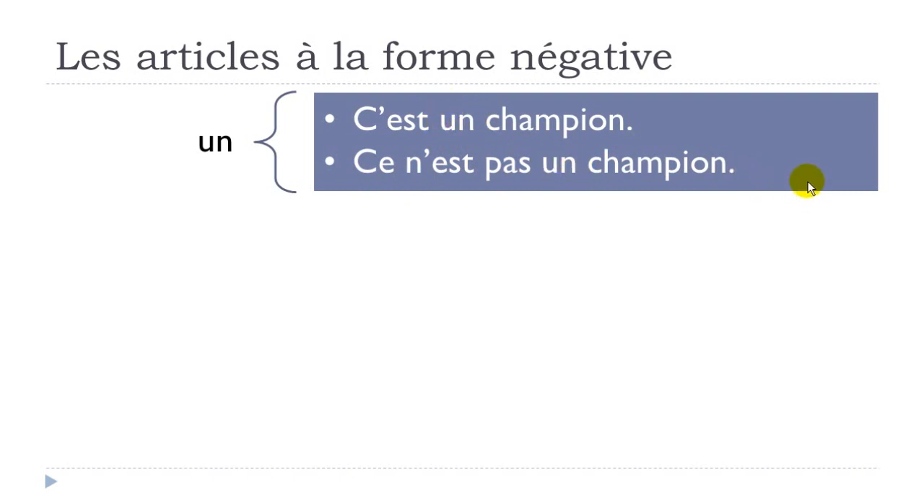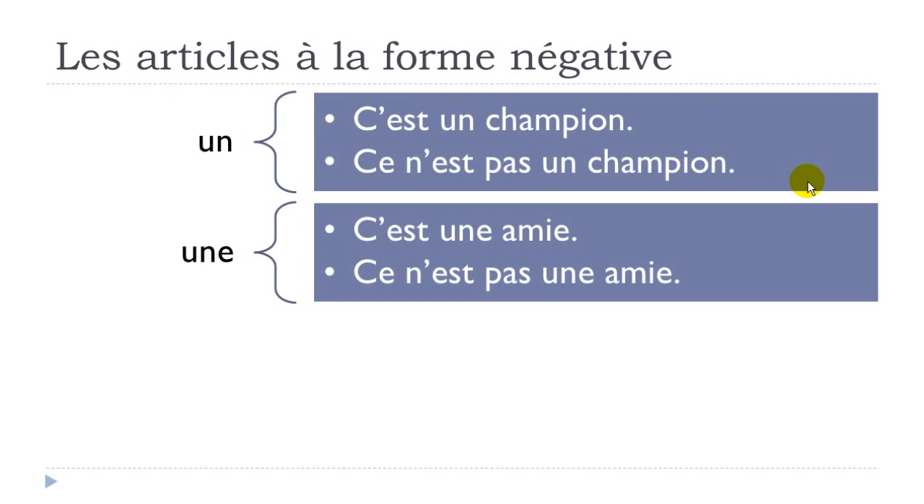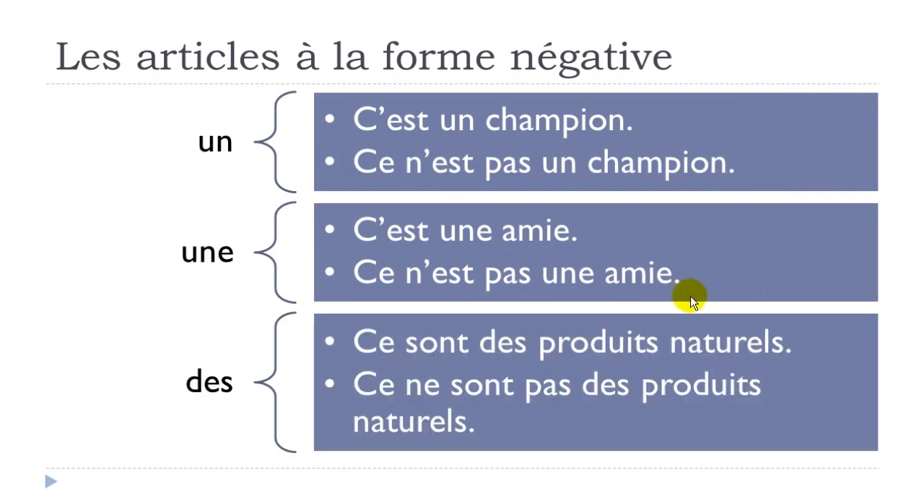It doesn't change. Feminine form, c'est une amie. Okay. Negative form, ce n'est pas une amie. Feminine, it's exactly the same rule, so une will stay here. You don't modify it. And for the plural, ce sont des produits naturels. Okay. Produits, products, naturels, natural. Ce ne sont pas des produits naturels.